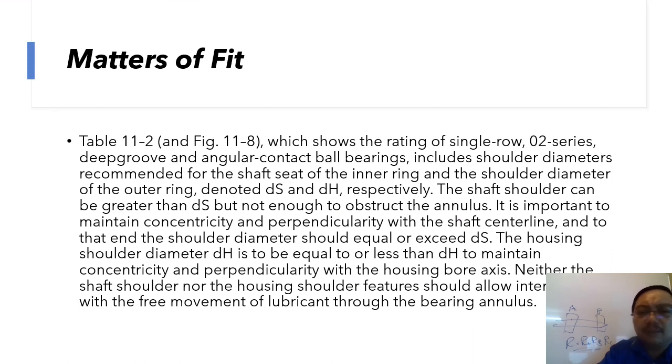So, method of fit. Table 11.2, 11.8 shows the rating of a single row deep groove bearing, which includes the diameter recommended for a shaft shoulder. You can read all this.